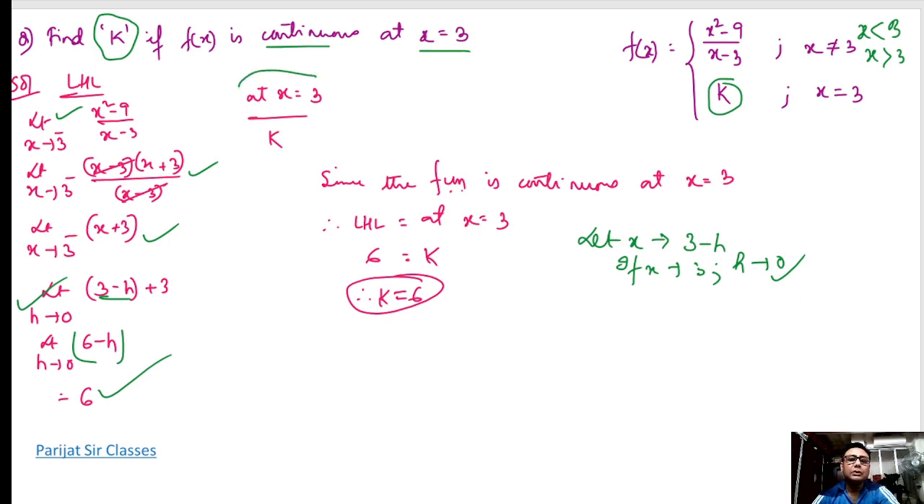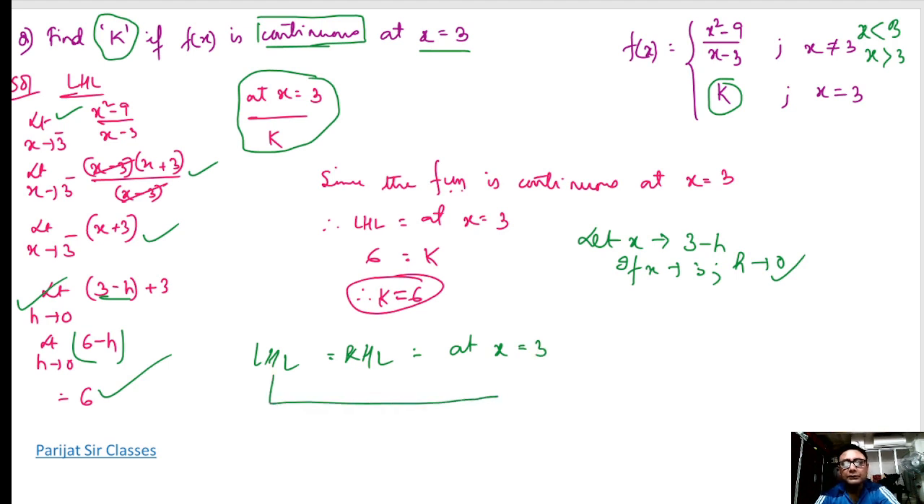At x equal to 3 we are getting 3. Now, because they told us it is a continuous function, what is our condition? Our condition is that the left hand limit should be equal to the right hand limit, which should be equal to the value at x equal to 3. So using this part we can tell that 6 should be equal to k, so k equal to 6.